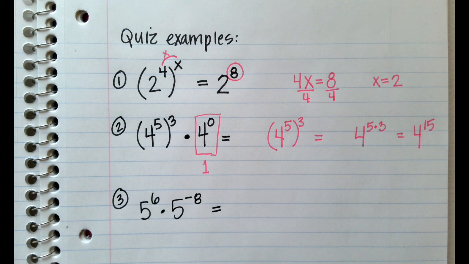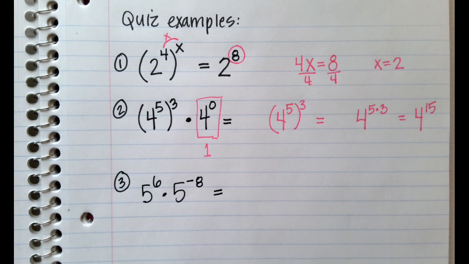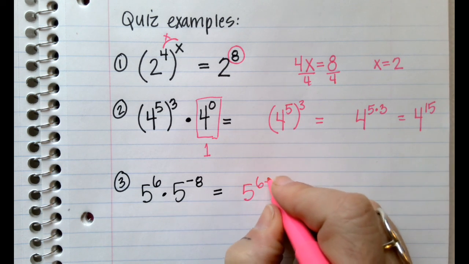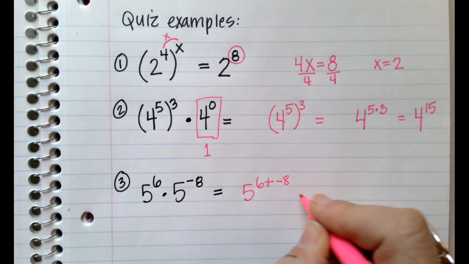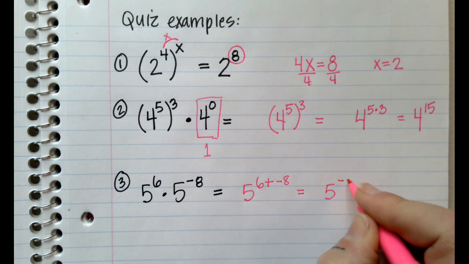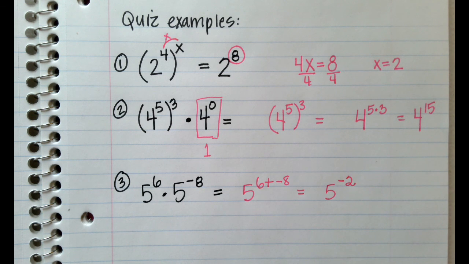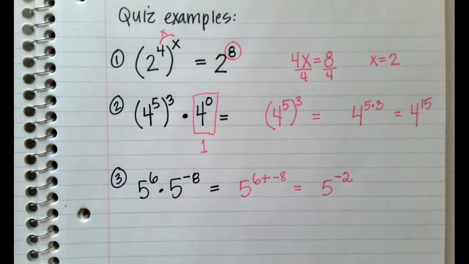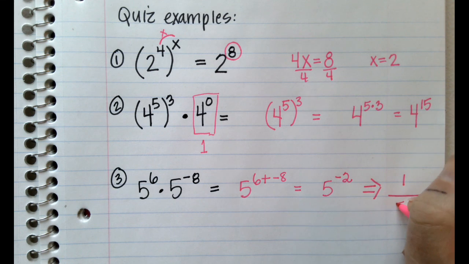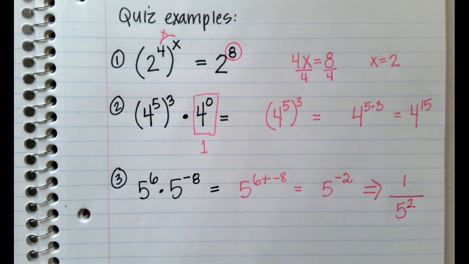So multiplying like bases, nothing wild here, right? But when I multiply like bases, I add my exponents. So if I keep my base of 5, I'm going to add 6 plus a negative 8. If I add 6 plus a negative 8, that's going to give me 5 to the negative 2. I can't leave my answer like that. I need to convert that to a positive exponent. So to do so, I'm simply going to flip it into the denominator, make that exponent positive.